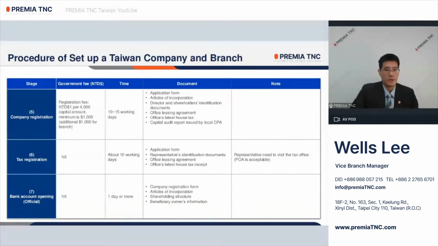About the required documents, the rental agreement and house tax receipt will need to be submitted to the registration office. After approval by the registration office, you will get a company registration number, which means your company has been officially set up and can start to do business in Taiwan.